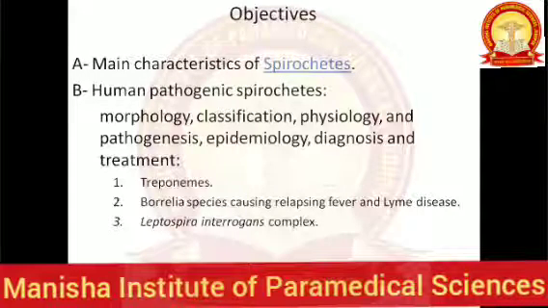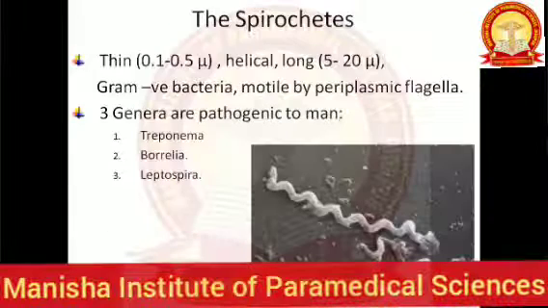Now there are three types of spirochetes, as we are going to talk. One is Treponema, another one is Borrelia species. Treponema causes the disease, as we know, syphilis. And Borrelia species cause the disease relapsing fever and also Lyme disease. And Leptospira causes different sets of disease, which we are going to see later.